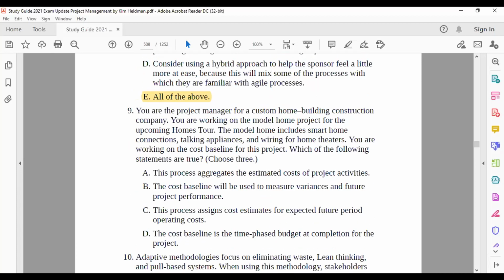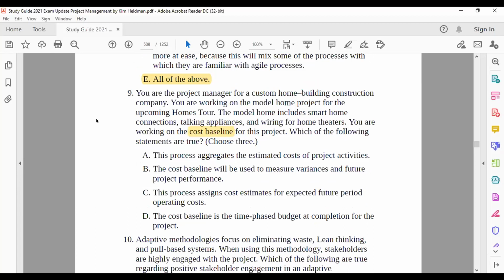Thank you. Question number 9, you are a PM working on a model home. The model home includes a smart home. You are working on the cost baseline for the project. Which are true for the cost baseline? Choose 3, which means find one wrong answer. The remaining will be the right answers. This process aggregates the cost estimates. I think this is the correct answer. The cost baseline will be used to measure variances. This is also the correct answer. This process assigns cost estimates for expected future period operating cost. Operating cost has nothing to do with the project cost. So this is the wrong answer. Correct?